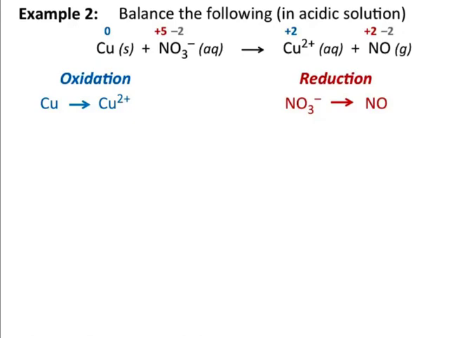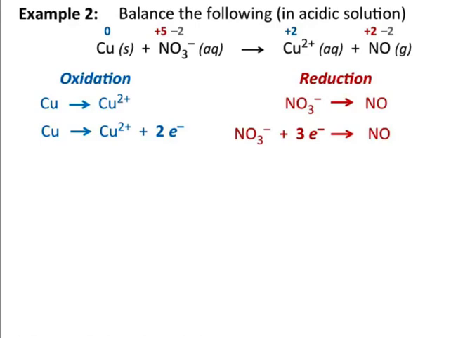Now I like to add electrons next, so let me do that. So to the copper, it loses 2 electrons, and there's only 1 copper, so that's great. For the nitrate, well, each nitrogen atom goes from +5 to +2, so that's gaining 3 electrons, and there's only 1 nitrogen atom, so that's fine.